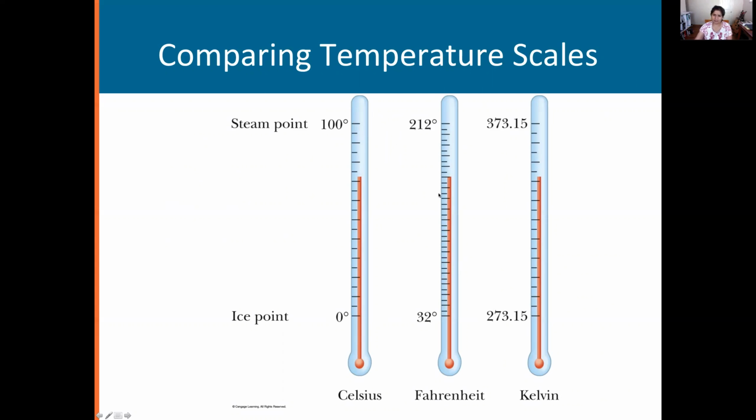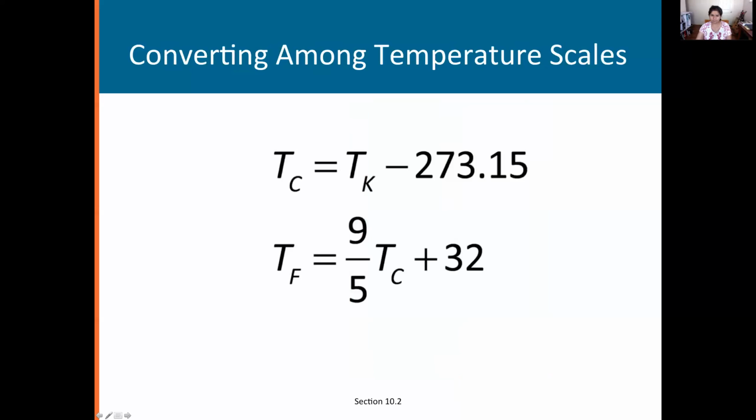What about the Fahrenheit scale? This one is different. You see the divisions are different. They do not line up with these, yeah? Nor on this side. So freezing point, 32 degrees Fahrenheit. Steam point, 212 degrees Fahrenheit. Yeah, you need to know all of these.